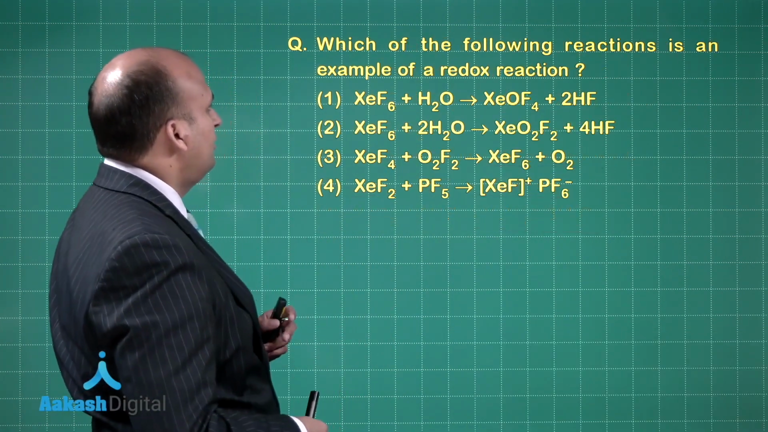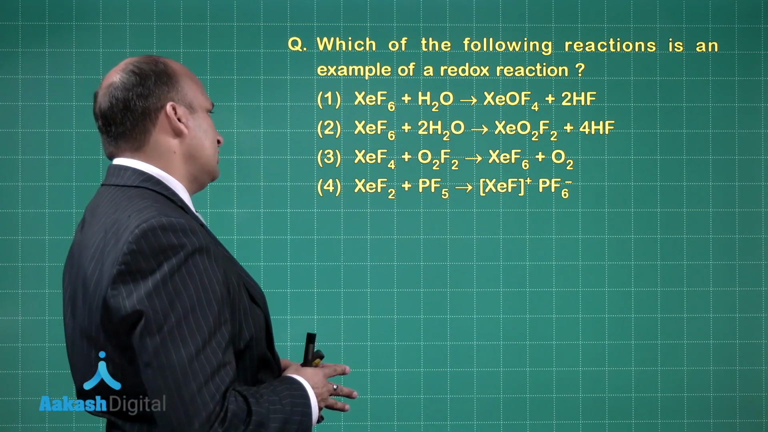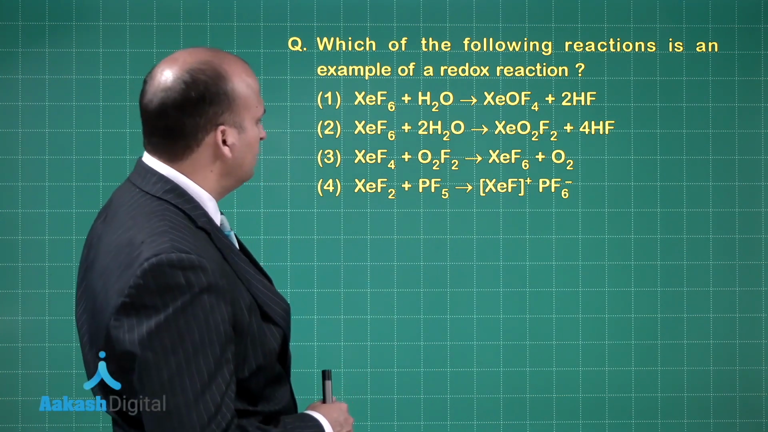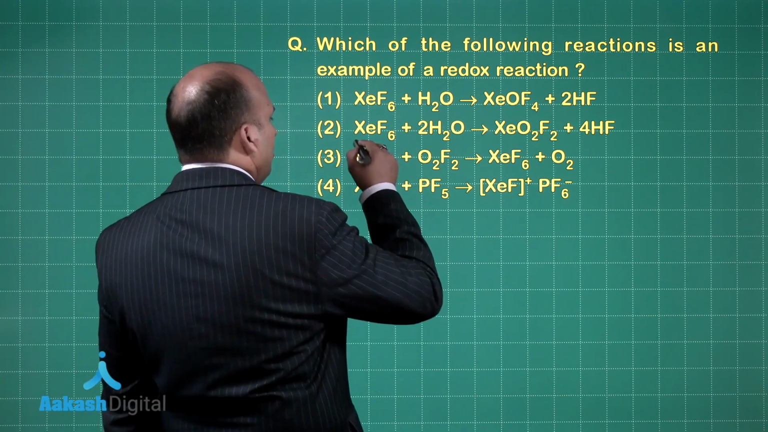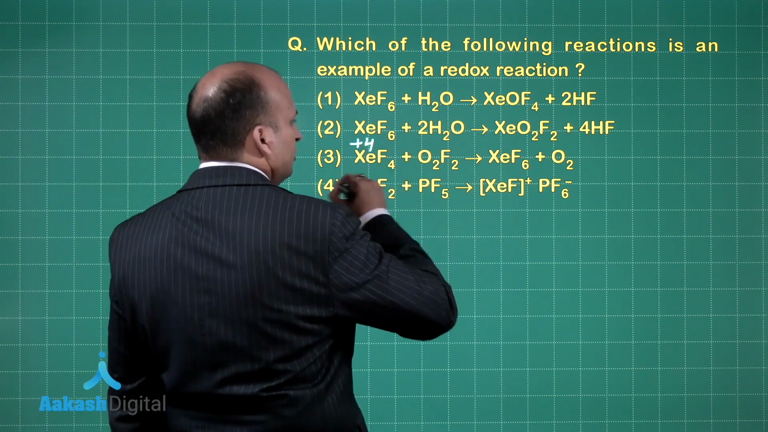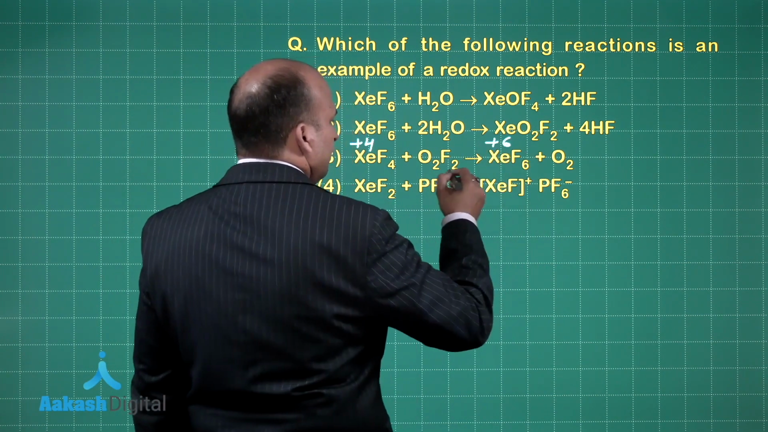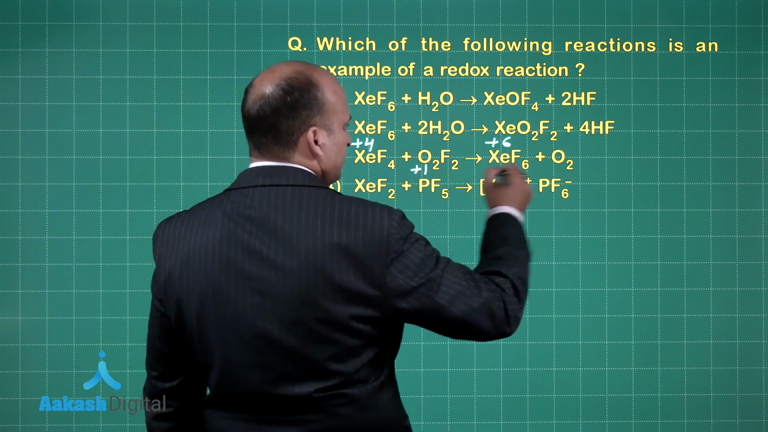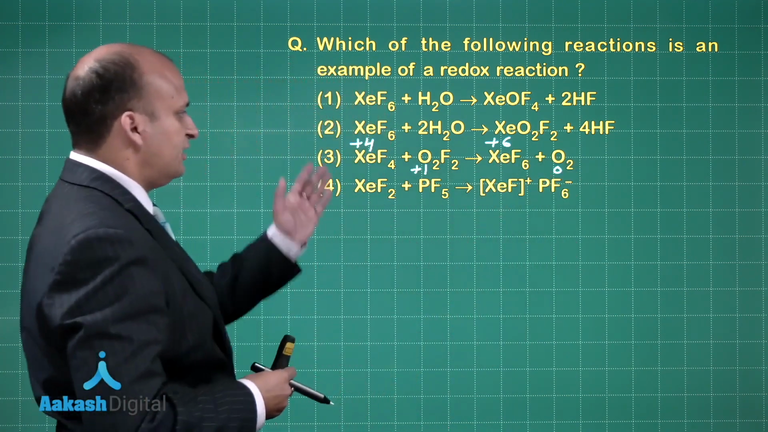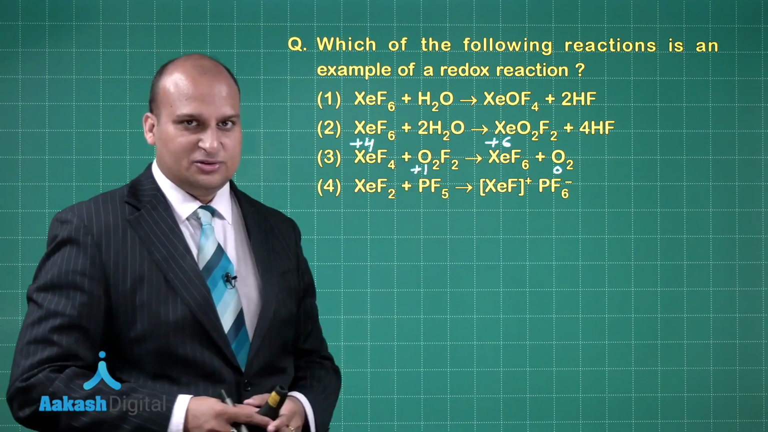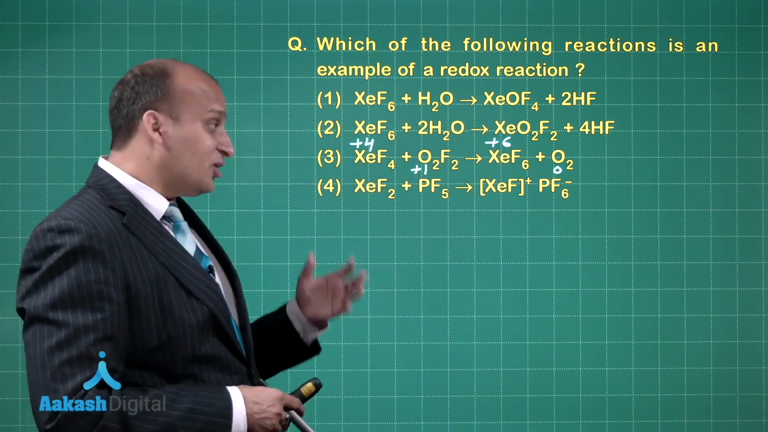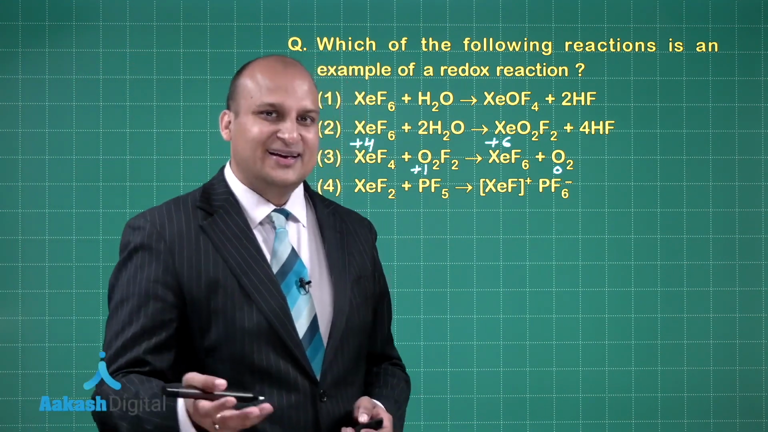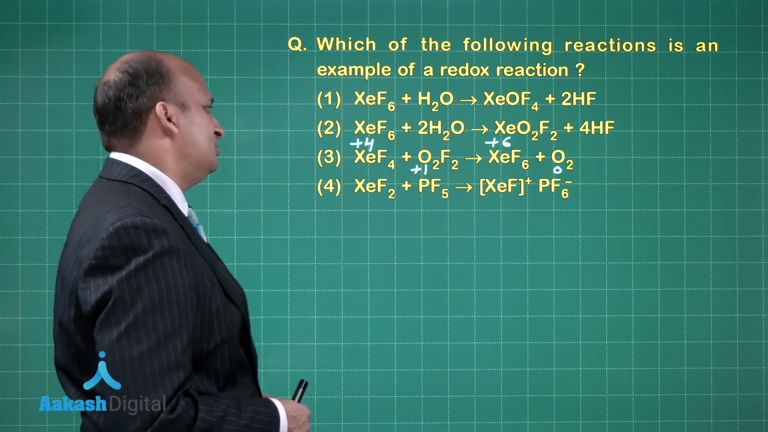Okay. Which of the following reactions is an example of redox reaction? See, in the redox reaction, one should be getting oxidized, one should be getting reduced. So if you look at choice number 3, over here xenon is +4, here it is +6, fluorine is -1, oxygen is +1 over here, whereas oxygen over here is 0. So xenon is getting oxidized, whereas oxygen is getting reduced. Isn't it interesting that oxygen is getting reduced? Normally oxygen is the one which is oxidizing others, right? Here oxygen is getting reduced.